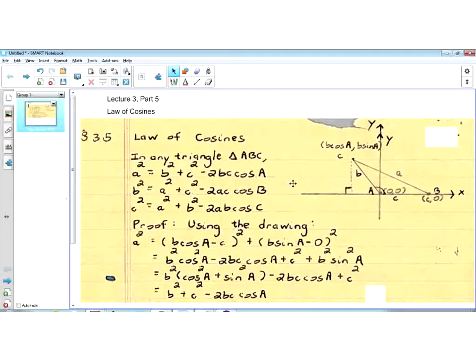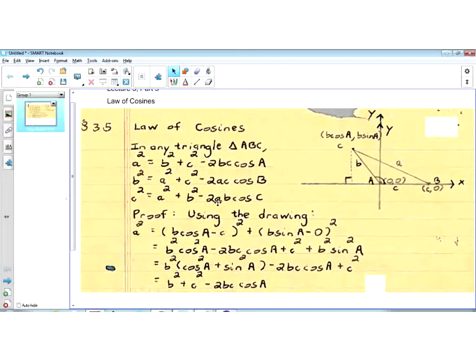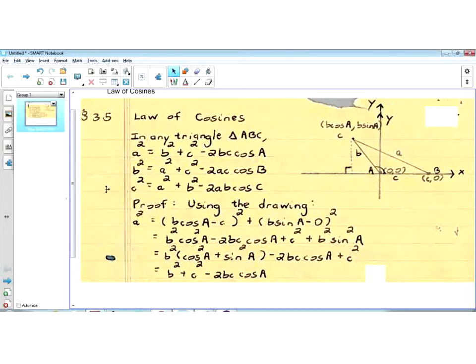So you have three formulae. B squared is equal to A squared plus C squared minus 2AC times the cosine of angle B, which is between A and C. Don't forget the minus sign. And C squared is equal to A squared plus B squared minus 2AB cosine C, where C is the angle between sides A and B.